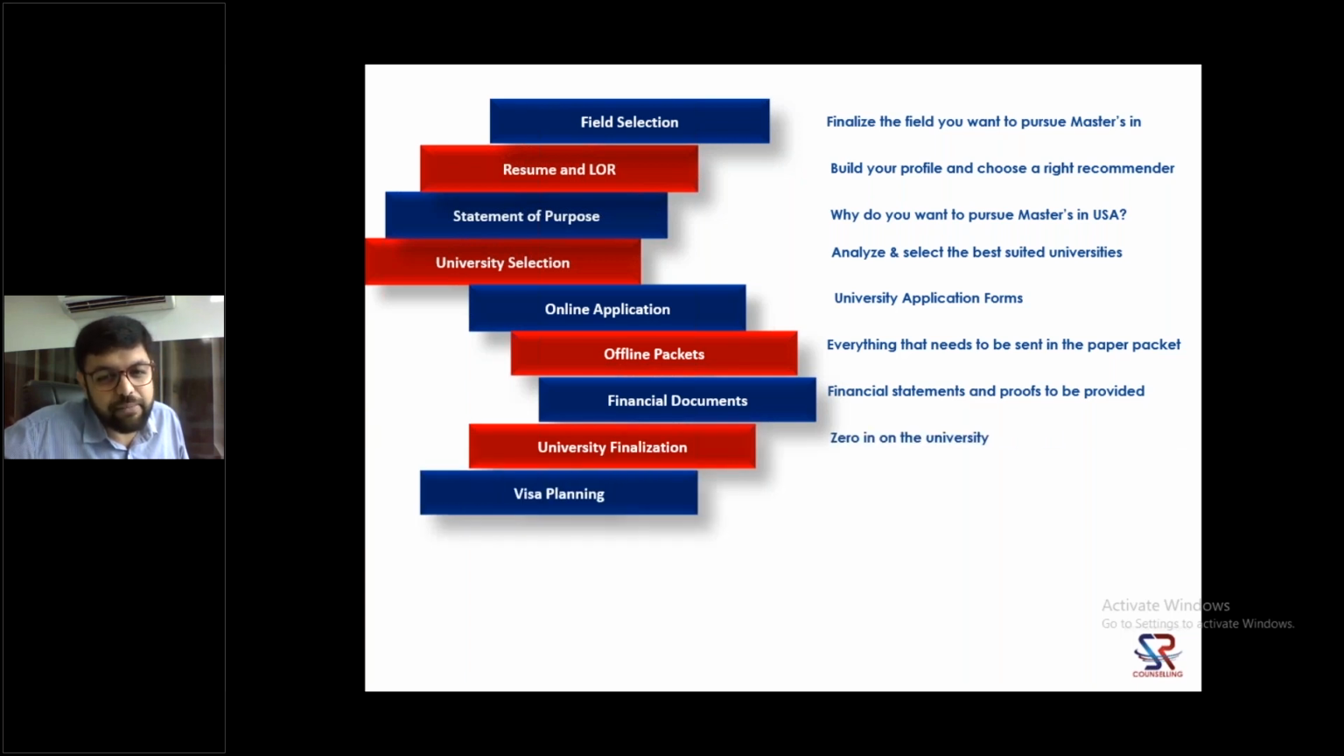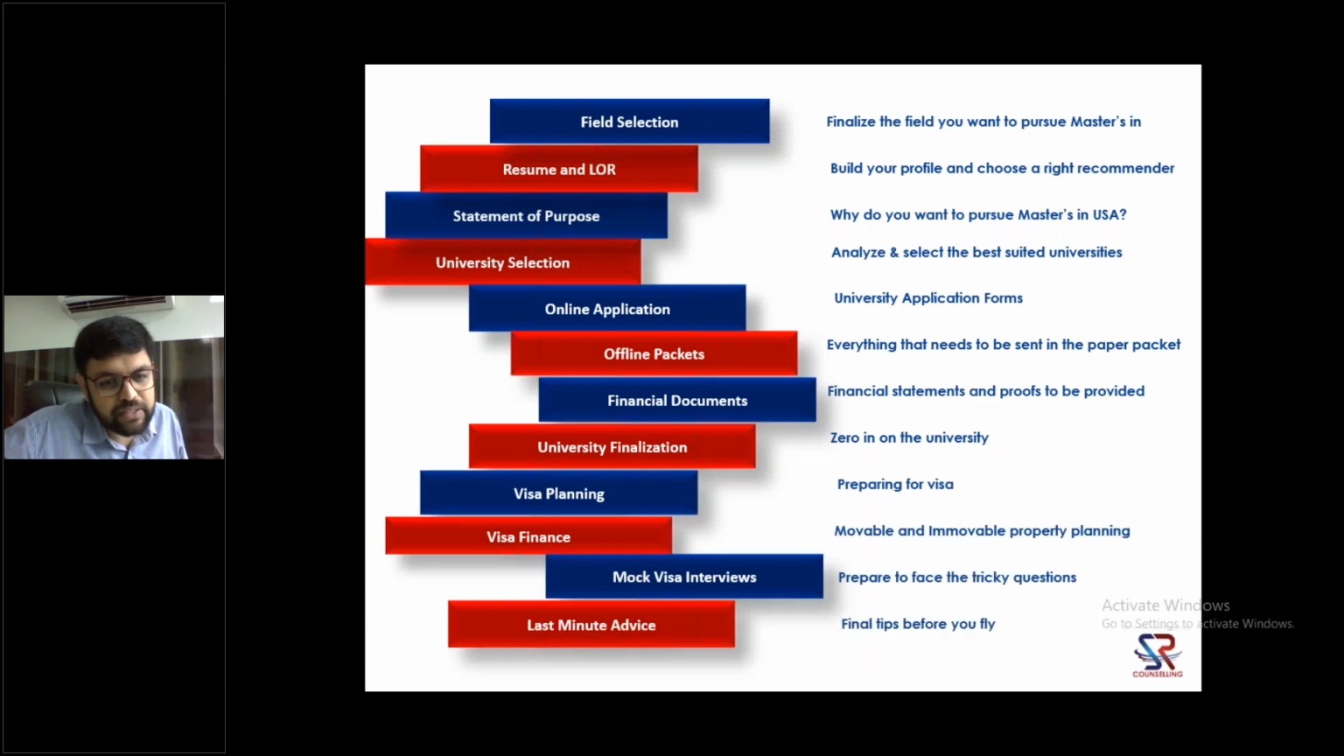Then out of all the admits, which university you should finally go to, and then the entire visa planning. Okay, so this is how we help our students. And in case you're not taking our services, you should follow the same pattern. So that will help you to keep an organized check on your own self.